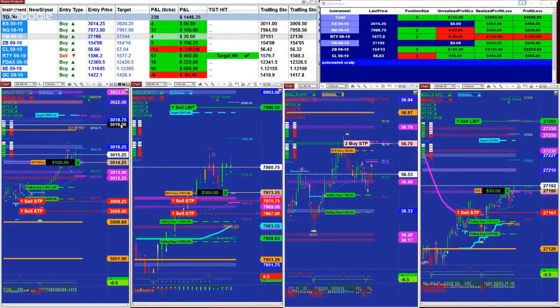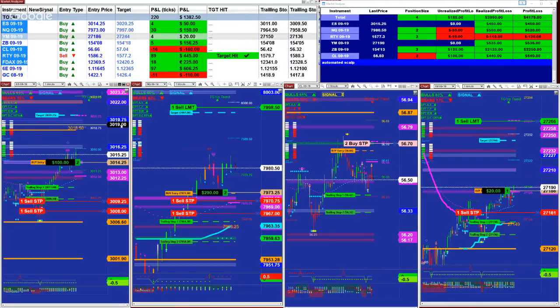Here we go. Let's try it one more time. It's trying to break that 16 level, the ES, and if it's not, kiss it goodbye. It's going to be chop all the way till 12 o'clock. Let's see.